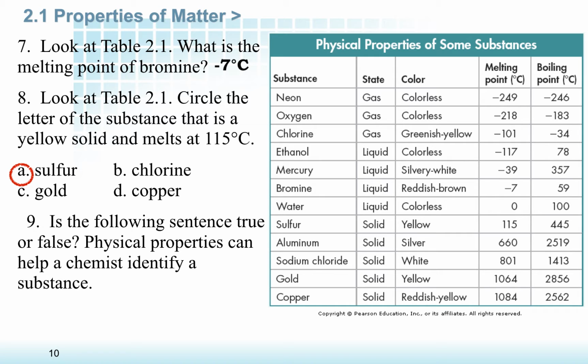Is the following true or false? Physical properties can help a chemist identify a substance. That's true. That's how you did 7 and 8.